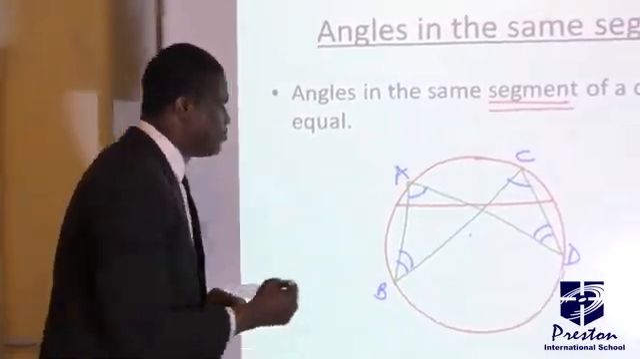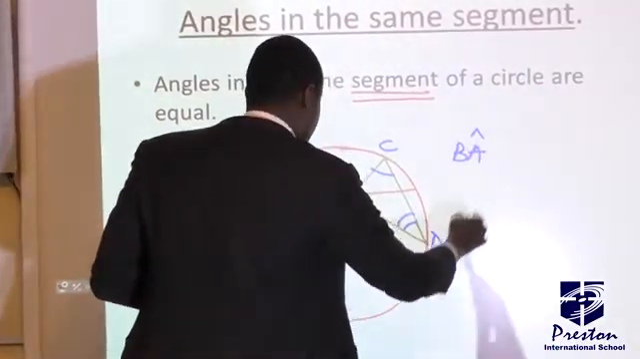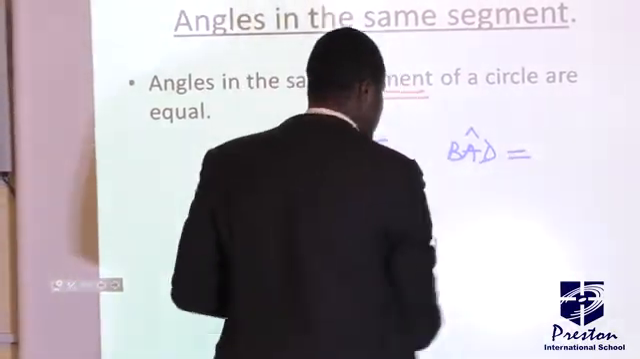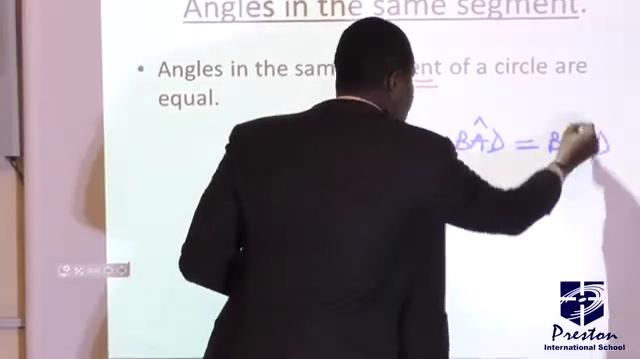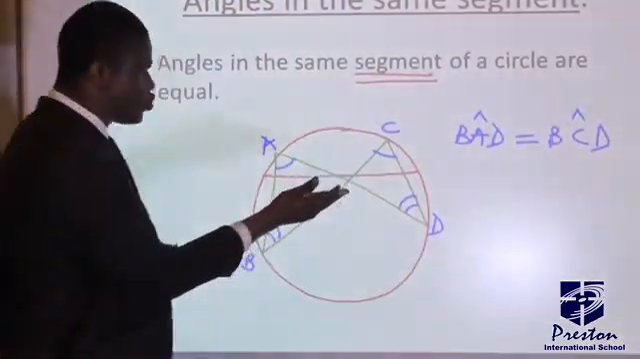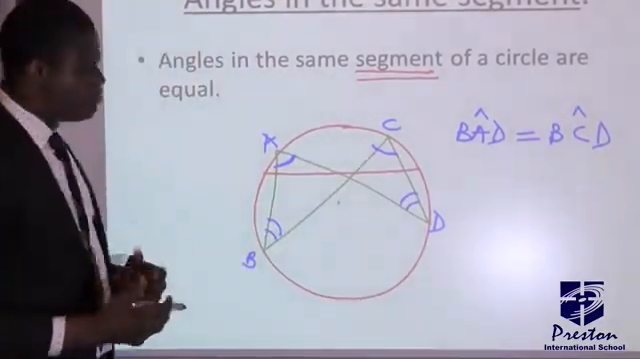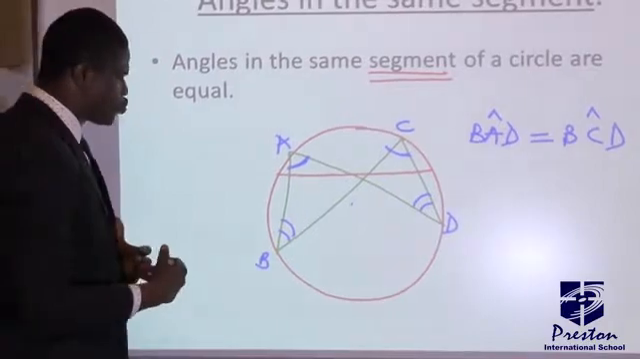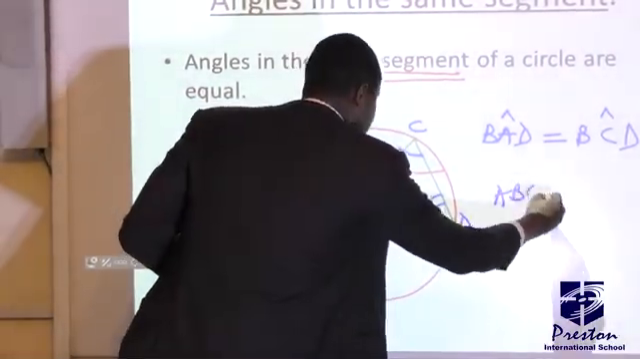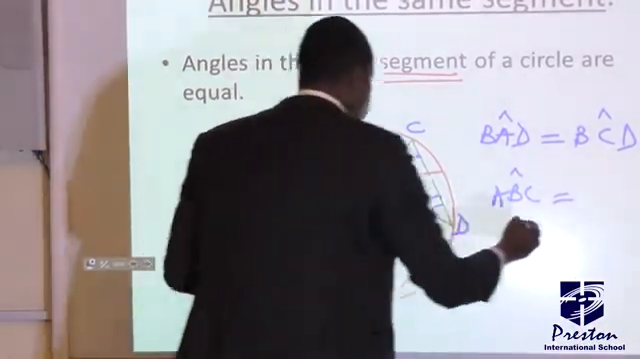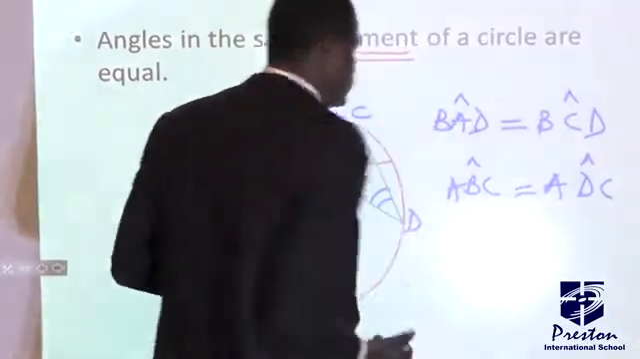If you want to write this, you can write it like BAD is equal to BCD. So by having this, we know that this angle is the same as this angle because they are on the same segment. Also, angle ABC is equal to angle ADC, angles on the same segment.